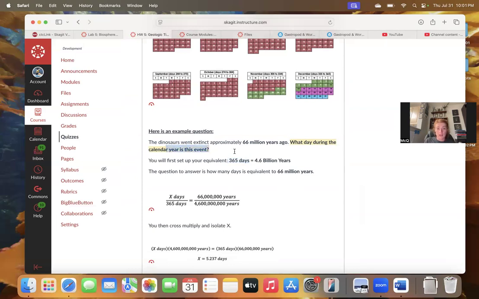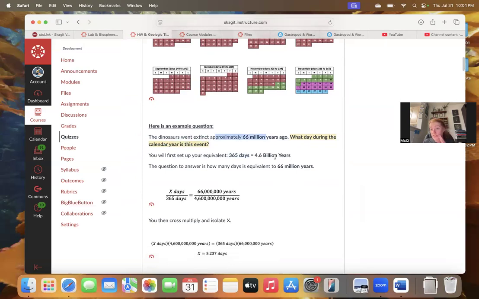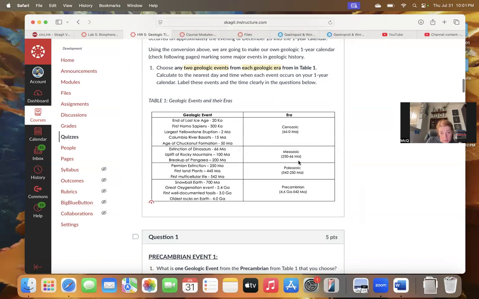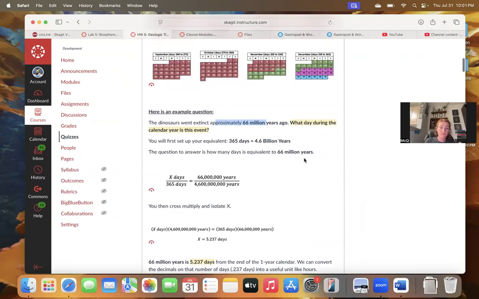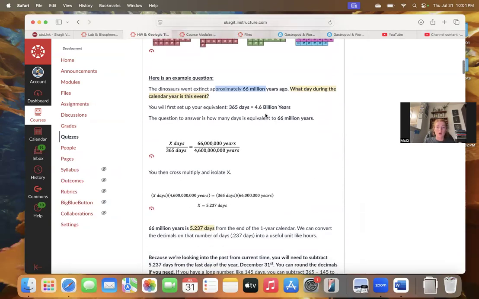So I give you this example. The dinosaurs went extinct approximately 66 million years ago. I'm just going to tell you now, this is one of the options down here, so you can use it for one of your Mesozoic events. You're welcome.